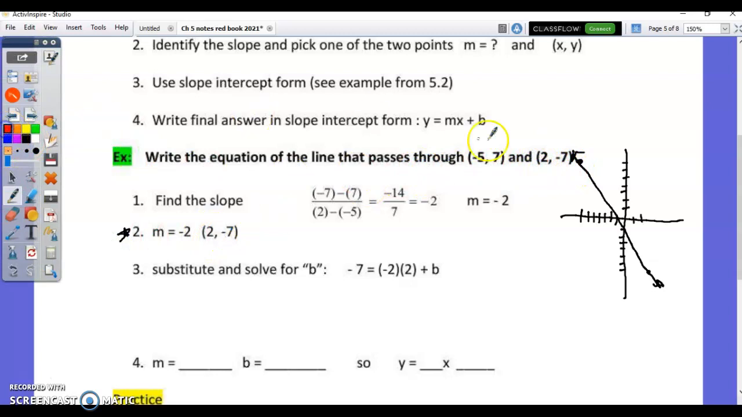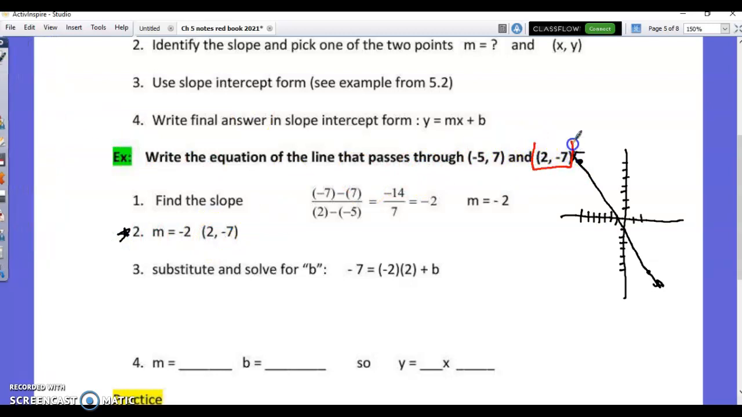So you can see in this example, I picked the (2, -7). You could have picked the (-5, 7) here to do step 3, and it doesn't matter because you would get the same answer. But in this case, I used m, and then I brought this point down. And remember, this is my x, this is my y. Then I'm using the formula y equals mx plus b to solve for b. So we can see how my y is -7, my m is -2, and my x is 2. And then we solve for this.